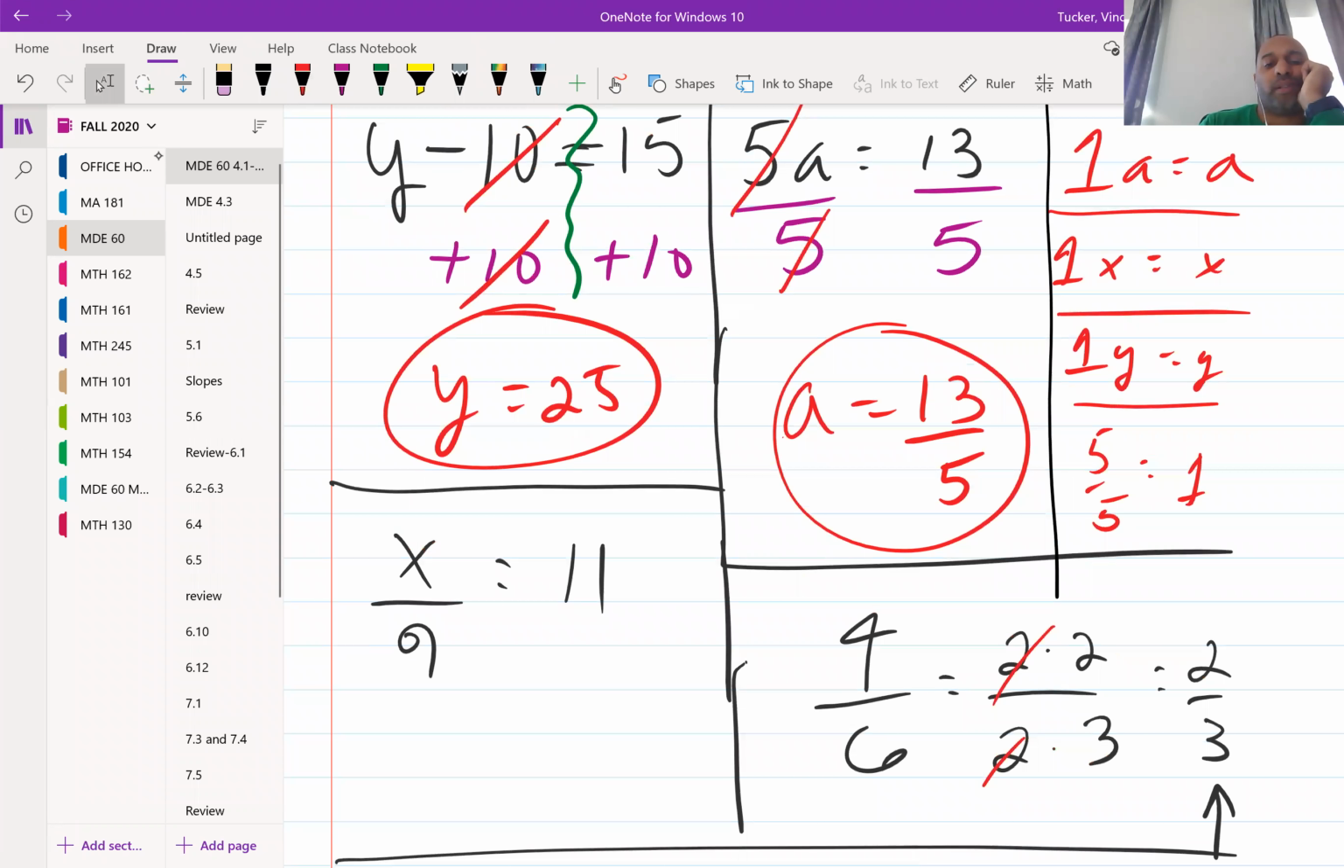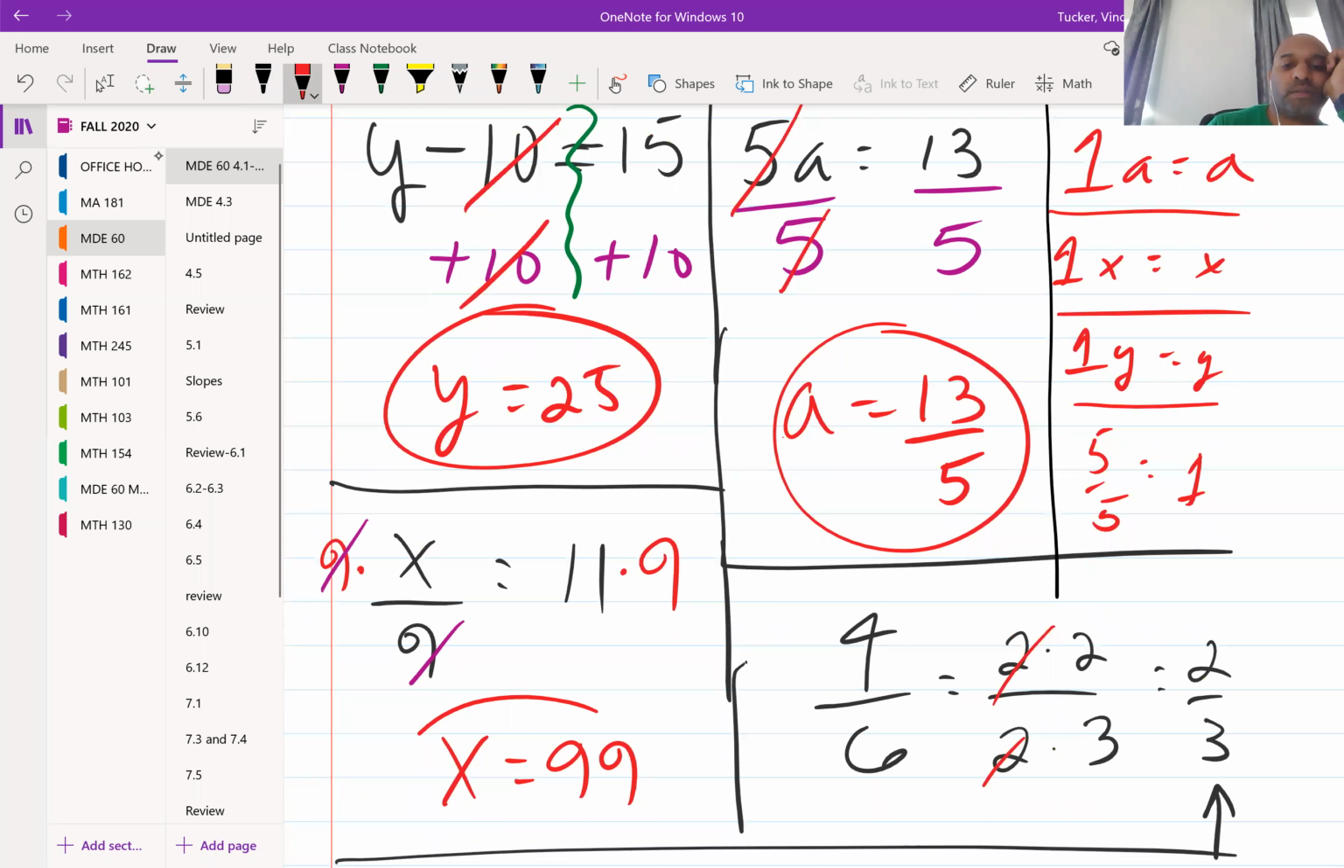Then one more like this. We have x divided by 9 equal to 11 over here. So it's x divided by 9. That means I need to multiply both sides by 9. 9 over 9 will cancel. X is equal to 99.